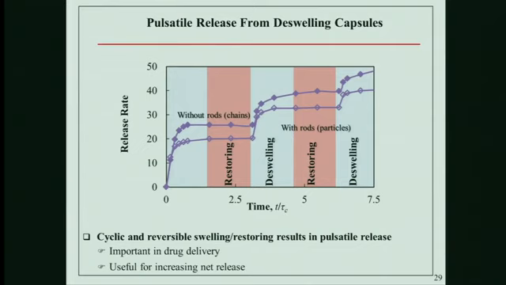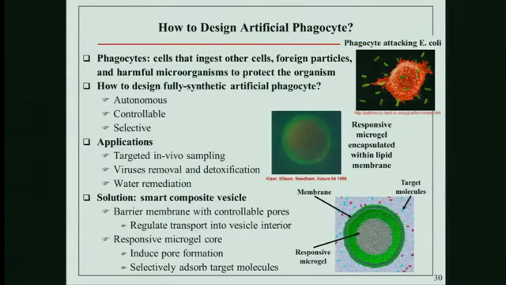Okay, so let me talk about another example, we have like 5 minutes left, where we try to do something that is, in a sense, opposite to the previous example, right? So we wanted to try to design some artificial phagocyte. A phagocyte is a cell that eats something in our body, to try to protect us from viruses and other stuff. So the question is how we can build a synthetic system that can eat something from the solvent.